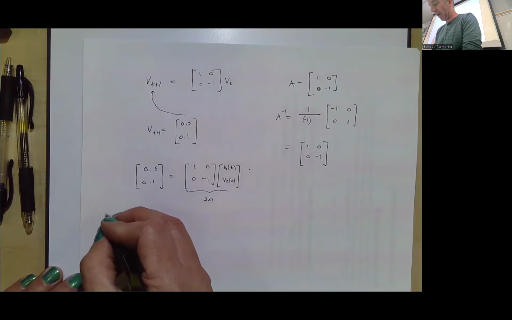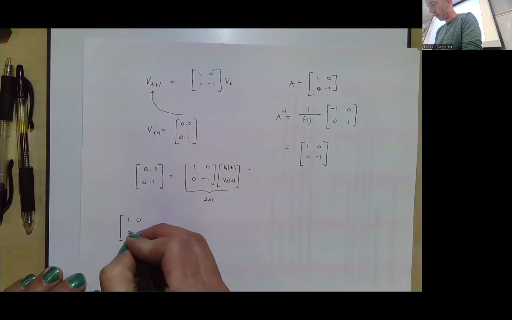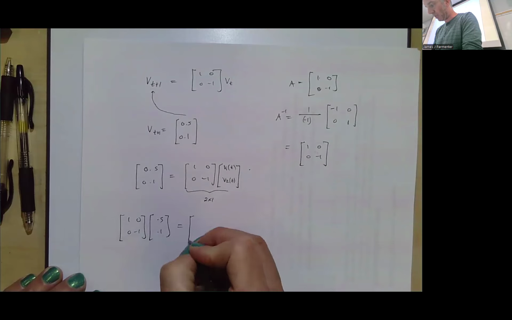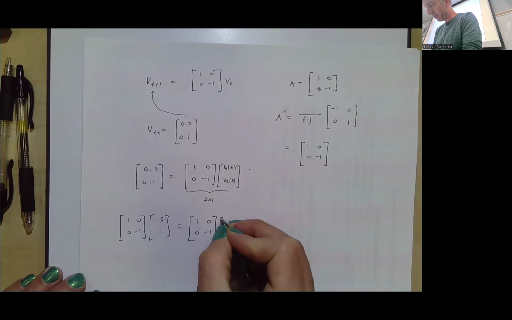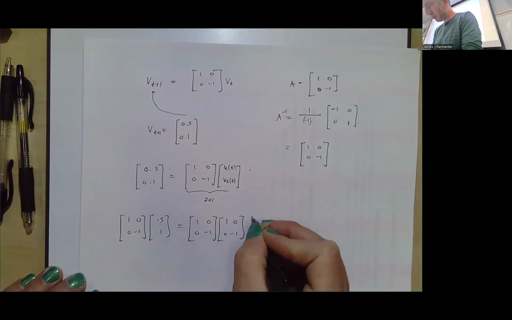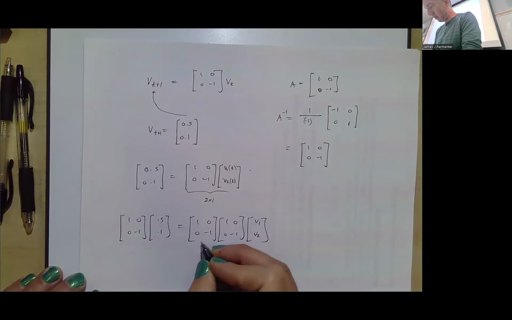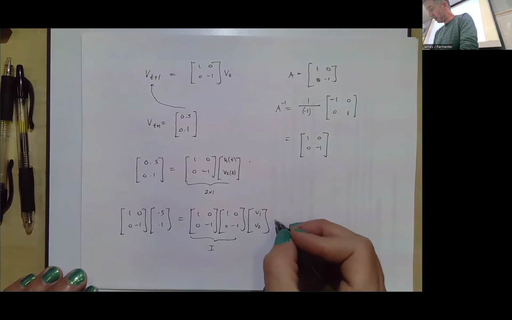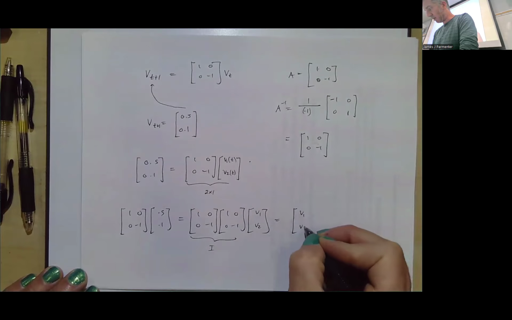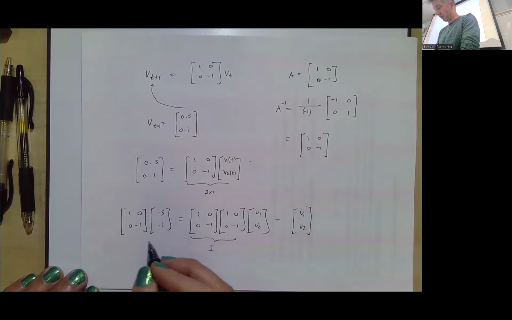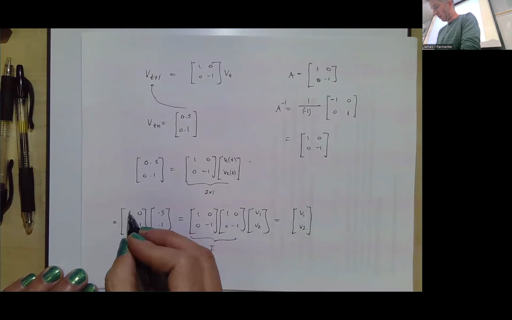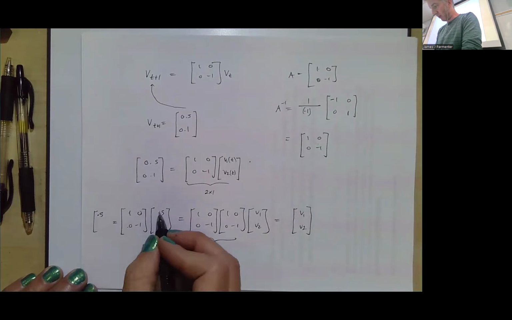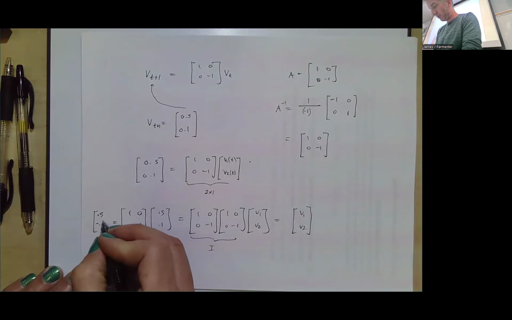So we're going to multiply both sides on the left and get 1, 0, 0, -1 times 0.5, 0.1 equal to, we don't really need to write this out, but we're going to write it out anyway. But then we know that this is just the identity matrix, and the identity matrix times something else is just the something else. This is just equal to V1, V2. And if we do the multiplication over here, we get 1 times 0.5 plus 0 times 0.1, so 0.5. And 0 times 0.5 plus -1 times 0.1, so -0.1.